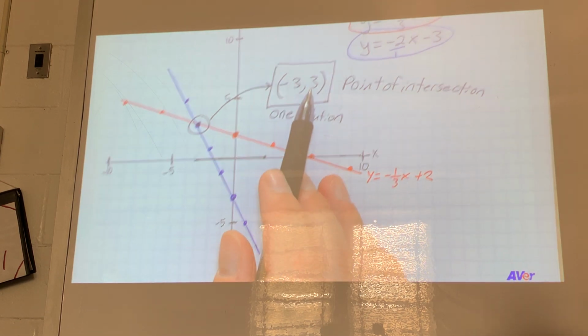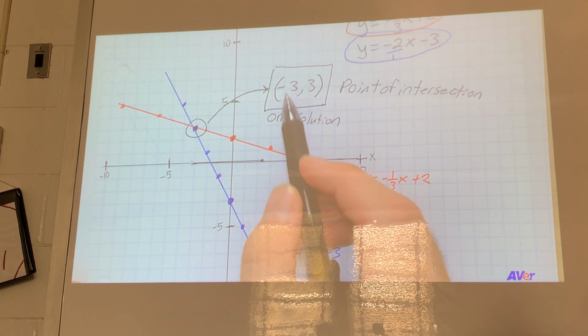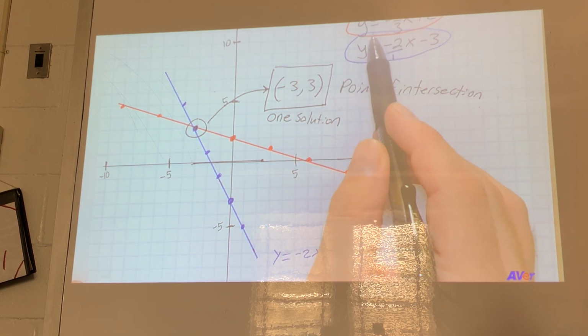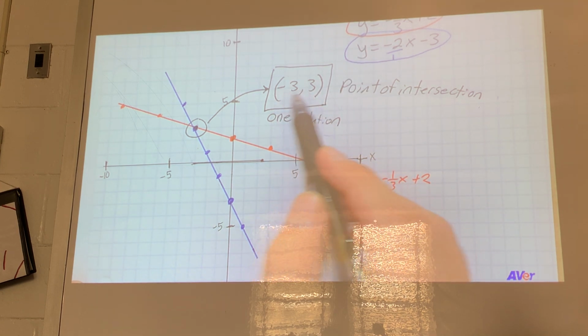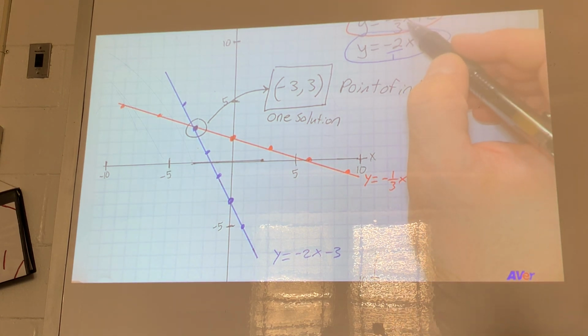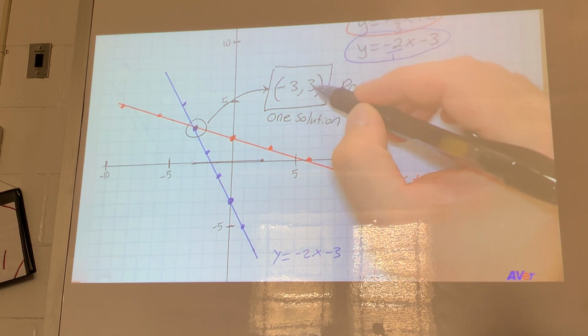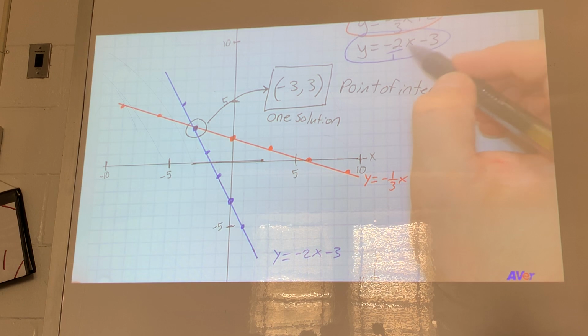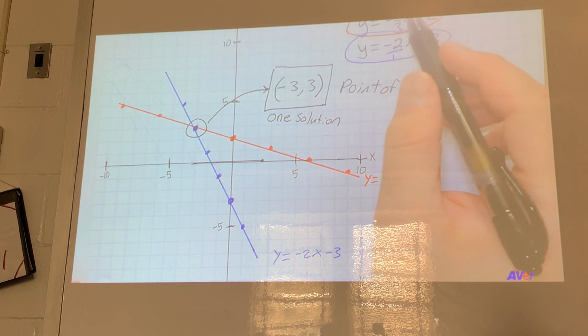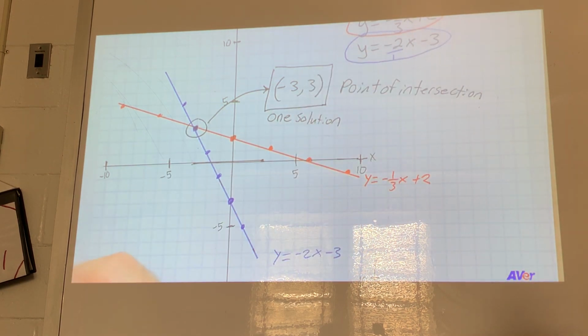What does this mean? This means that the point when x is negative 3 and when y is positive 3, that is going to satisfy both of these equations. So what if I plugged in these two coordinates into the first equation? What is negative 1/3 times negative 3? Positive 1. And what is 1 plus 2? 3. And y would be 3. You see how that fits? And what is negative 2 times negative 3? And 6 minus 3 is 3. You see how that fits? Yeah. So this coordinate is a solution to both of these equations. And it's the only one that fits both equations. So this point right here, what is this the solution to?